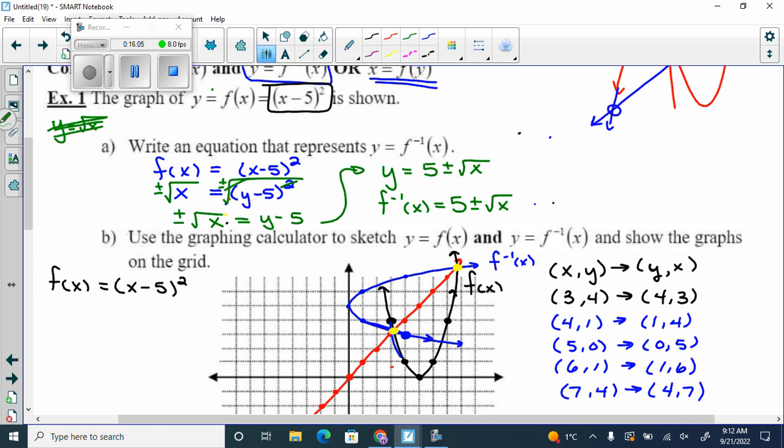There is no plus or minus button on your calculator. So what you would have to do is actually type it in separately. So go into your y1 and type in 5 plus root x, and then go into your y2 and type in 5 minus root x.